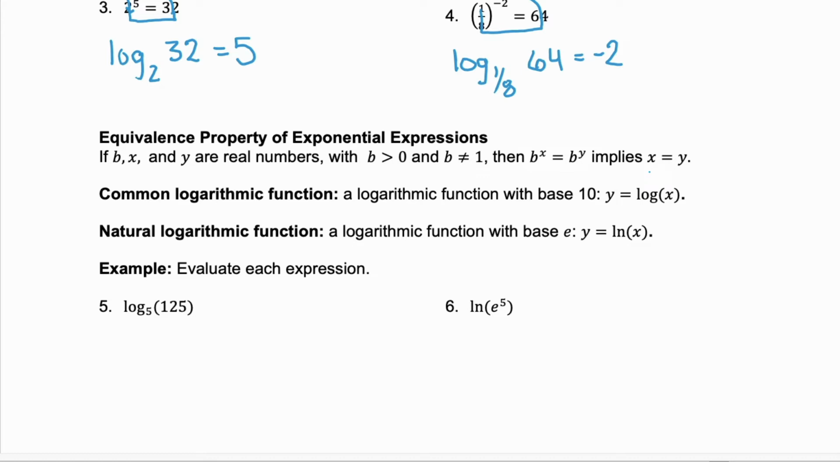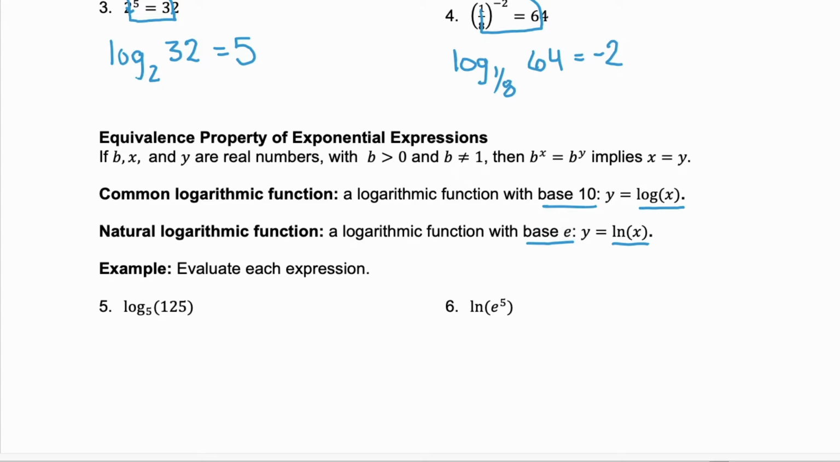Common logarithms. If you see the notation just log of x and there's no base number, it's implied that the base is 10. This is called a common log. If you see a log where it's written as ln, this is called a natural log. That's a base of e, that irrational number.